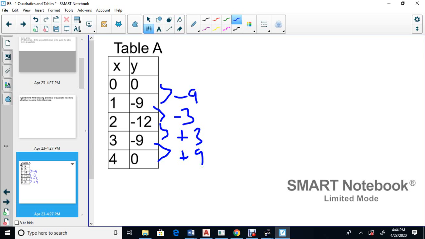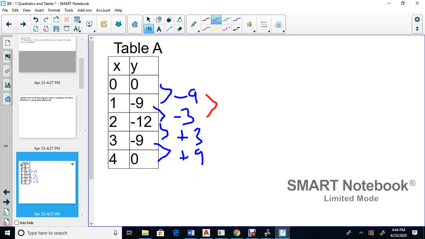So if you don't know what I'm doing here, to go from 0 to -9, you have to subtract 9. To go from -9 to -12, you have to subtract 3. To go from -12 to -9, you have to add 3. And to go from -9 to 0, you have to add 9, or it's like 0 minus -9, so you add 9. These are not the same, so it's definitely not linear. So you do this a second time to see if it's a quadratic.